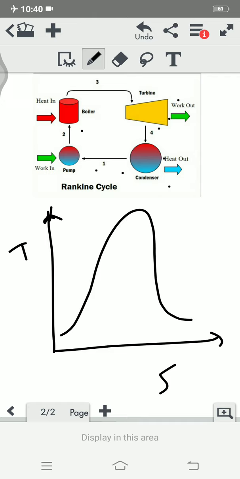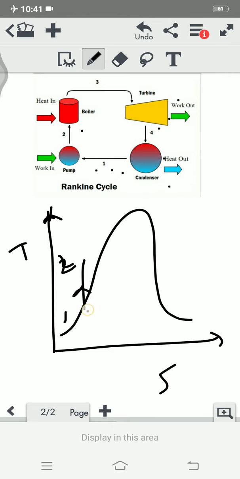Now here is the process 1 to 2. During process 1 to 2, it is an isentropic compression process in which the pressure of the liquid water increases up to the boiler pressure. So as it is an isentropic compression process, here is process 1 to 2. This is state 1, this is state 2.